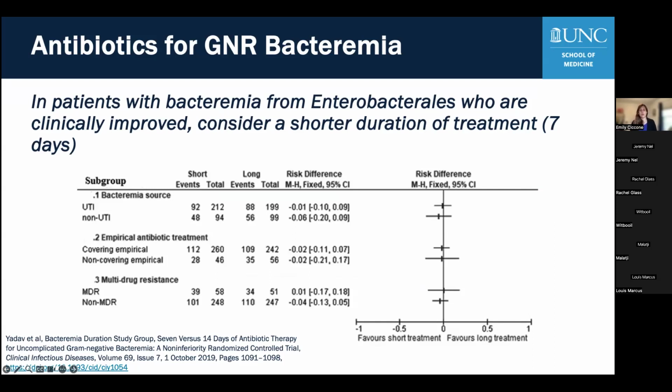So for that composite outcome, the 7 days of therapy group was non-inferior to the 14-day therapy group. And that was regardless of what subgroup they looked at. So they looked at UTI and non-UTI as the source of bacteremia. They looked at whether or not the empirical coverage actually treated the pathogen that eventually grew. And they looked at both drug-resistant and non-drug resistant pathogens and didn't find any difference. So determined that 7 days was not inferior.